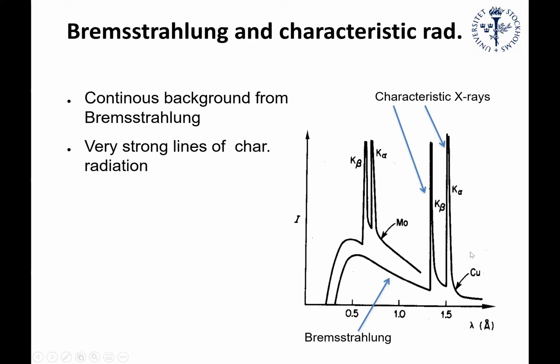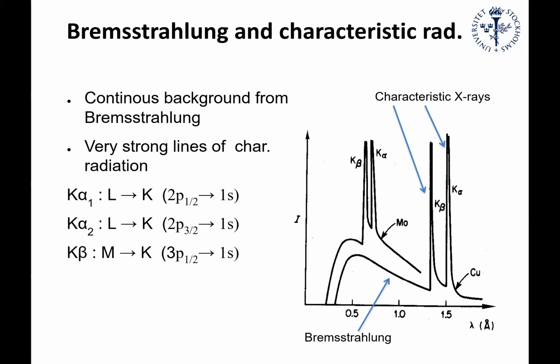So say you have a copper anode, a copper target. This might be the spectrum that you see, with very specific values for K alpha and K beta for copper. But if you change the X-ray anode to molybdenum, the spectrum looks different. Those characteristic X-rays have very different wavelengths compared to copper radiation. So in a lab source, to change the wavelength of the characteristic X-rays, what you need to do is change the anode material.